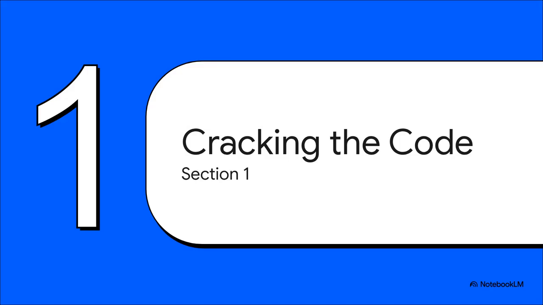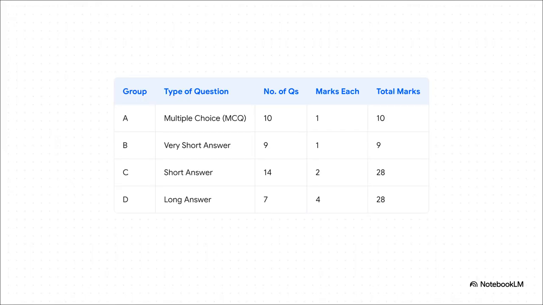Okay, so first things first, Section 1 is all about cracking the code. Before we even think about what to study, we've got to understand the exam's blueprint. We need to figure out where the real points are hiding. All right, so here's the breakdown. The whole theory paper is 75 marks, and it's split into 4 groups.